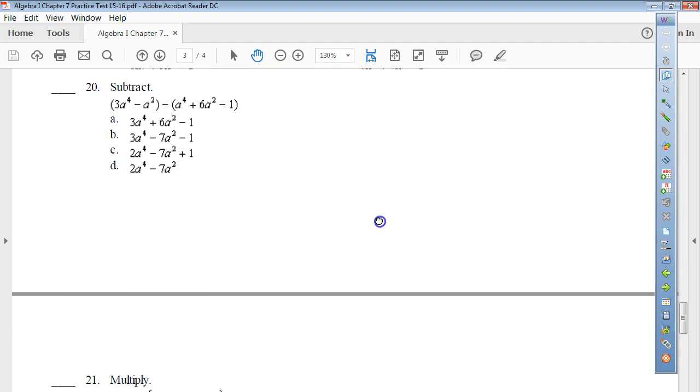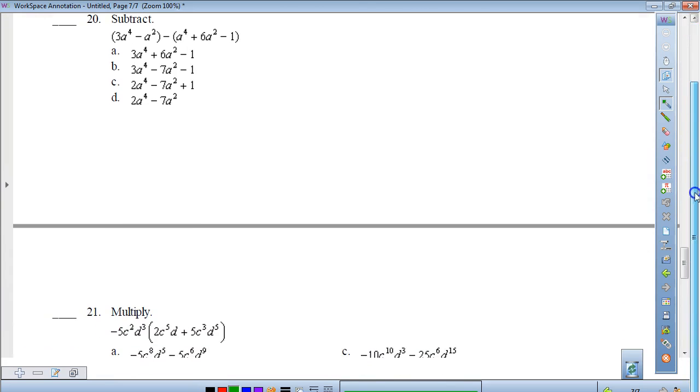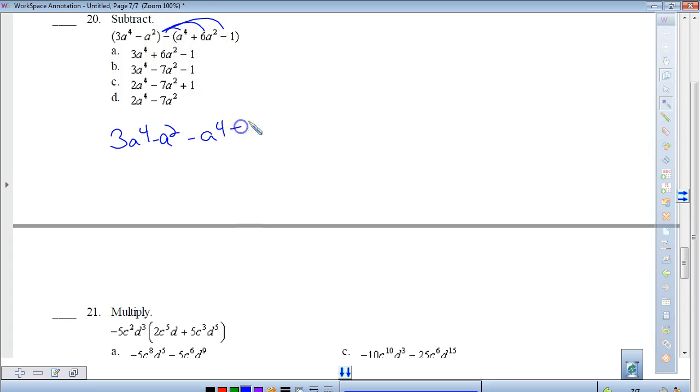Number 20 asks us to subtract. And subtracting polynomials is very similar to adding polynomials, but with one additional little step that we have to remember. We have to distribute that negative, or that minus sign. It's really a negative. So that will have the effect of changing all of the signs in the second set of parentheses here. So what we have is 3a to the fourth minus a squared, and then minus a to the fourth minus 6a squared, and minus negative 1, so that's plus 1.